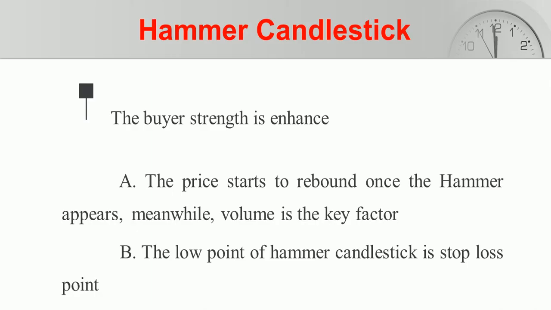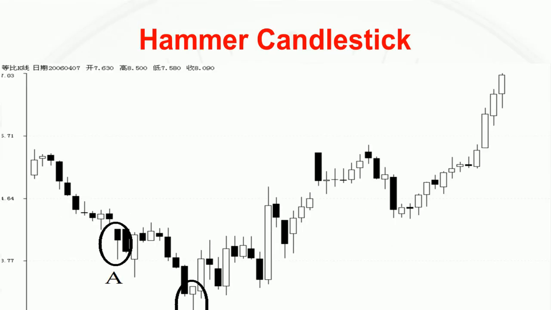Okay? So the hammer candlestick, the buyer's strength is enhanced. The price starts to rebound once the hammer appears. Meanwhile, volume is the key factor. The low point of the hammer candlestick is the stop loss point. So you can see the price starts to rebound once this one appears. Meanwhile, if this one appears, does volume increase or decrease? Increase. Okay. So this is the hammer candlestick.